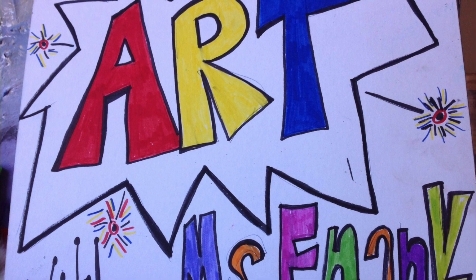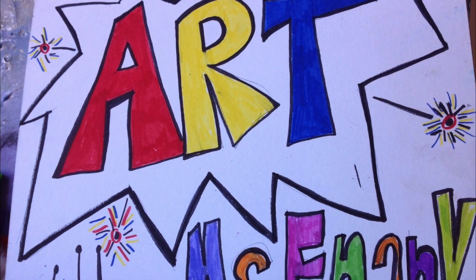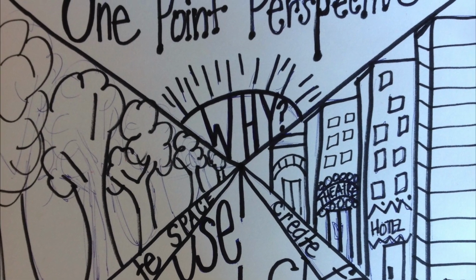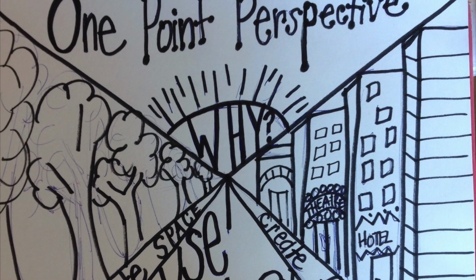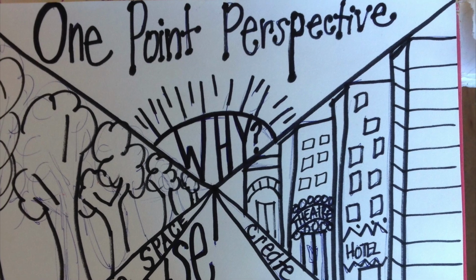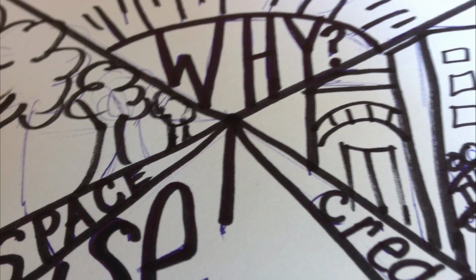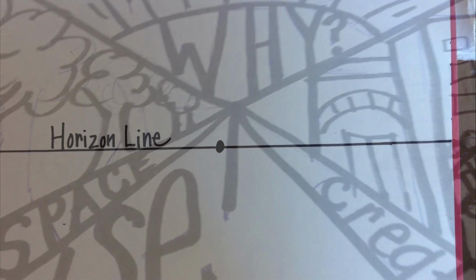Today we are going to be exploring one-point perspective. That is the way amazing artists like you create an illusion of space and form. We will be using lines and shapes to create that illusion.